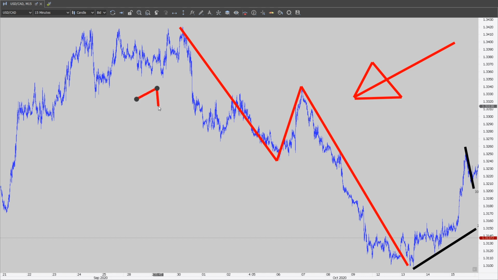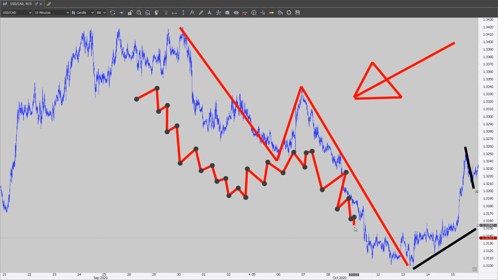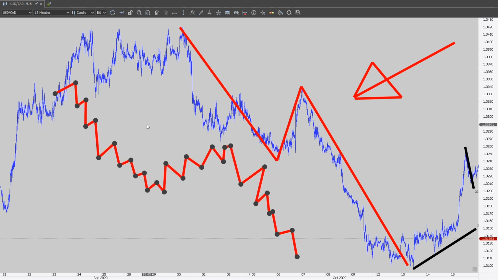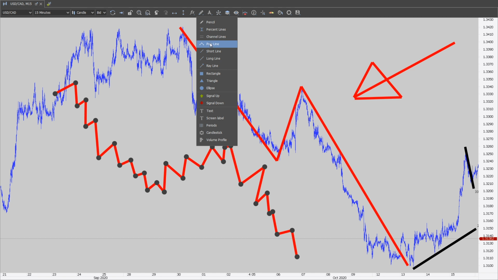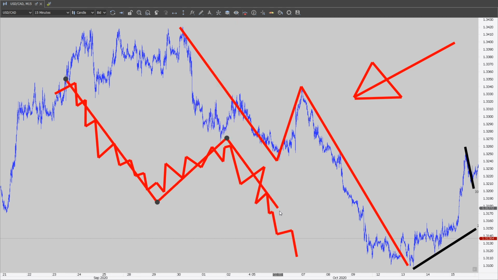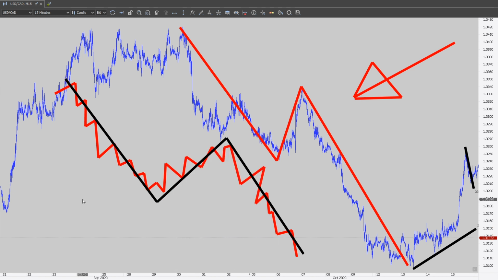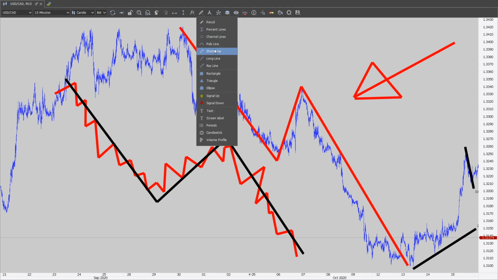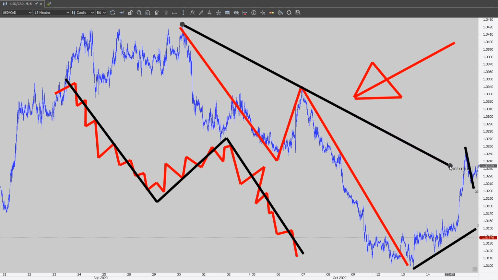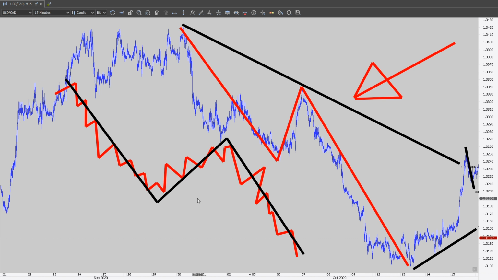Can you see everybody the market making lower lows, lower highs, lower lows, lower highs? And then it made higher highs, higher lows, higher highs, higher lows, and then it made lower lows, lower highs, lower lows, lower highs. Can you see everybody? This is the picture from before. And yes, there is a learning curve attached to this: how to spatially see and understand what is happening.